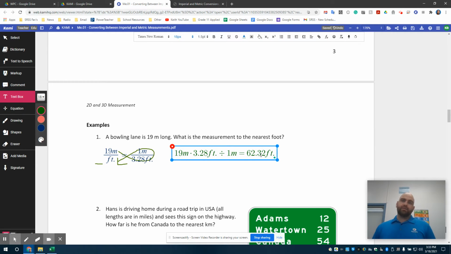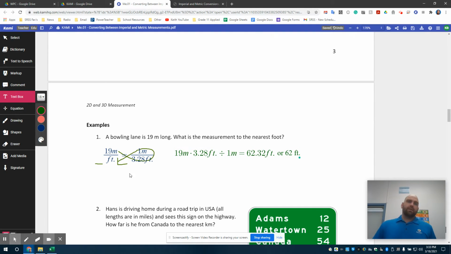Now, if we round that to the nearest foot, we can say 62. Okay, that's rounding it to the nearest foot. Let's say we use the other conversion rate. Let's take a look at what happens if we use the other conversion rate.